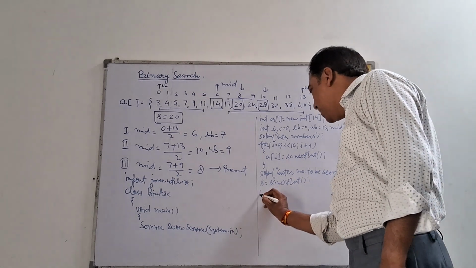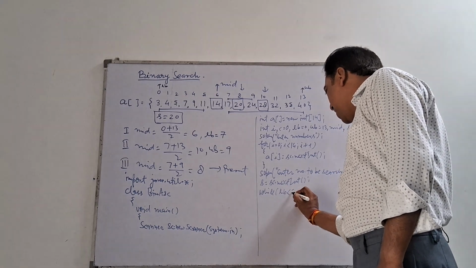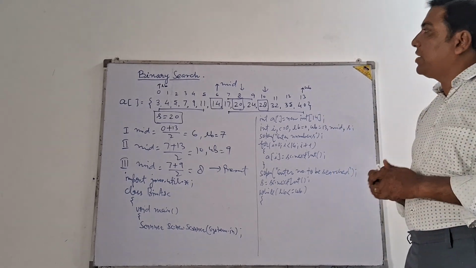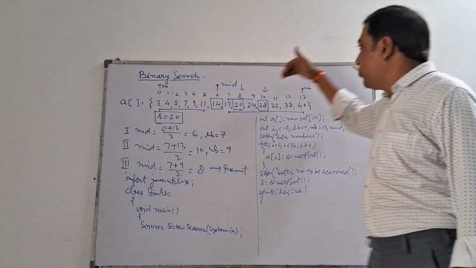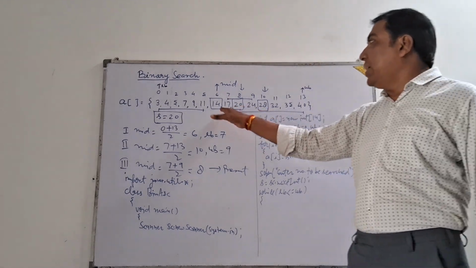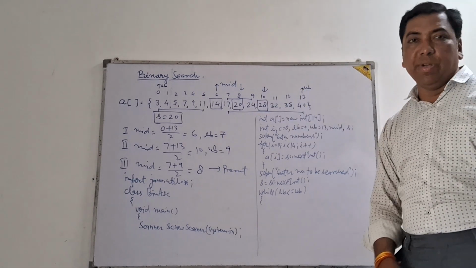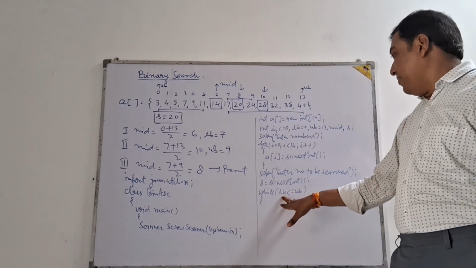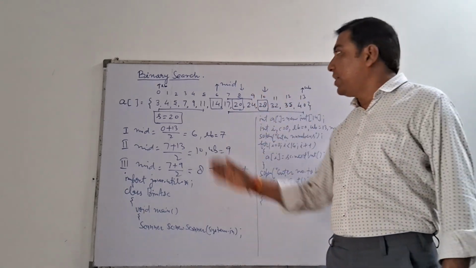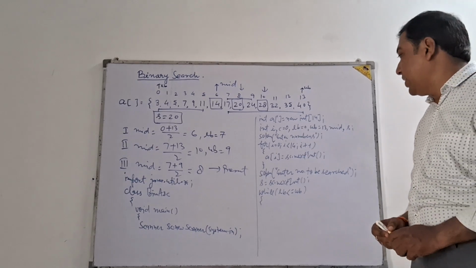Now we'll start binary search. For binary search, the condition is while LB is less than or equal to UB. What is the meaning? As you can see here, LB is at 0 and UB is at 13. After comparing the number on middle, either we have to increase LB, or we have to decrease UB. So if LB is less than or equal to UB, it means that there is a possibility the number is present. When LB will exceed UB, it means that the number is not possible in the array.